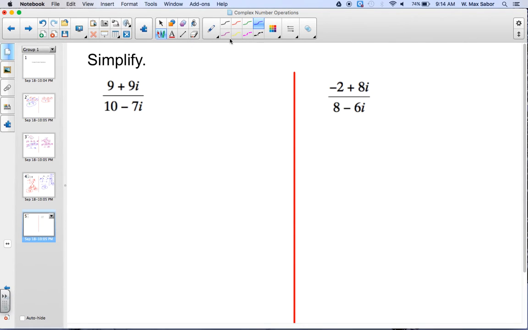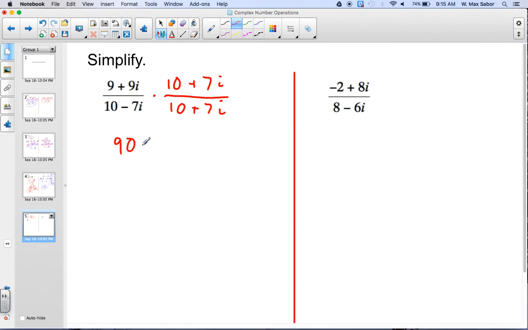This last piece is about dividing, and what you need to do when we're dividing is we need to multiply by the complex conjugate. So the conjugate is taking the denominator and negating the second term of the binomial. So 10 plus 7i instead of 10 minus 7i. And then we have to do out the multiplication.